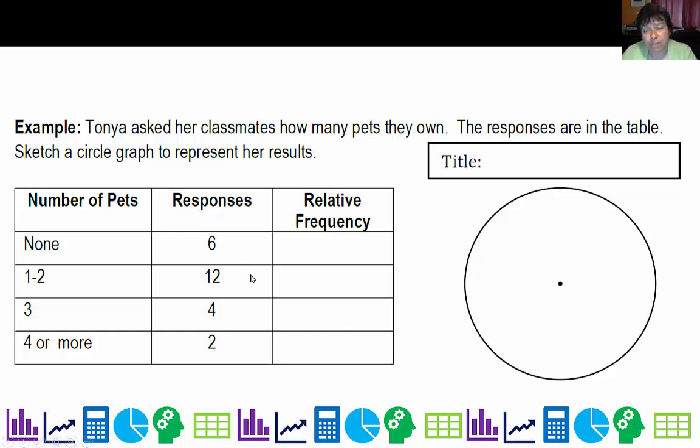So instead, I'm going to use relative frequencies. So 6 out of 24 is 25%. 12 out of 24 is 50%. And then I'm going to use my calculator here, and I get 16.7% and 8.3% rounded. Don't forget to put a title on your graph, which is the number of pets.